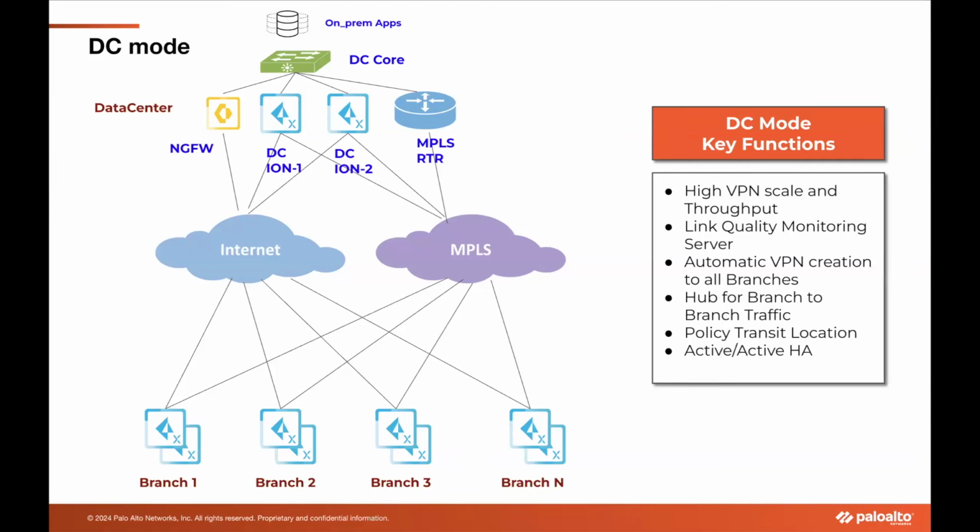They also automatically form VPNs to every branch in the entire tenant. They serve as a hub for branch-to-branch traffic. They can also be used in traffic engineering as a policy transit location to send traffic to a data center as perhaps a transit to somewhere else that may be unknown to the branch. So any unknown enterprise or public traffic can be sent to a data center for further forwarding. And lastly, they act in an active-active HA manner. So those are all key tenets of data center mode.